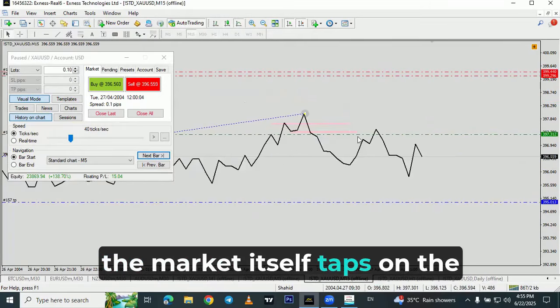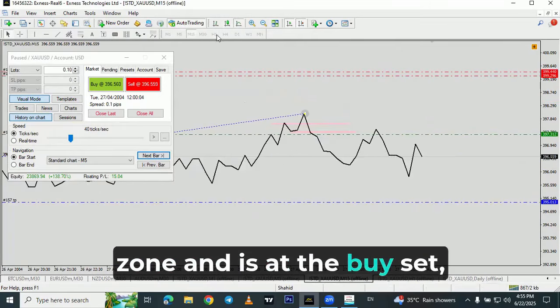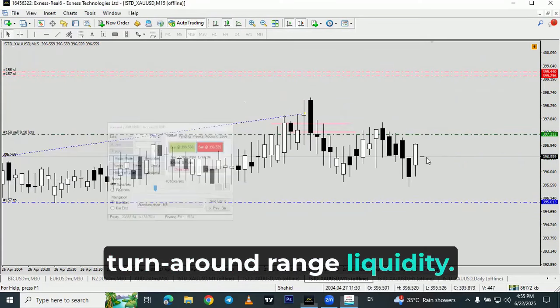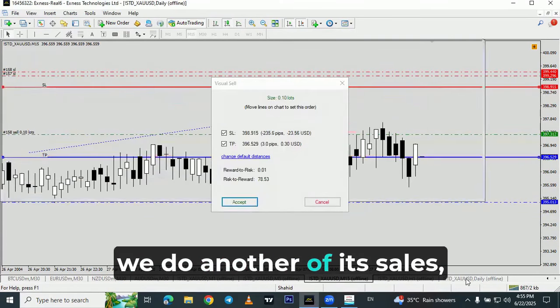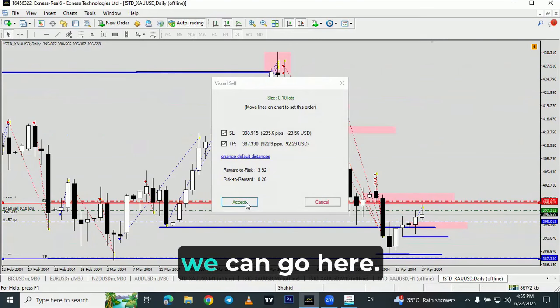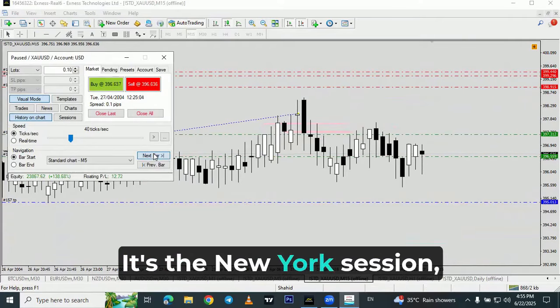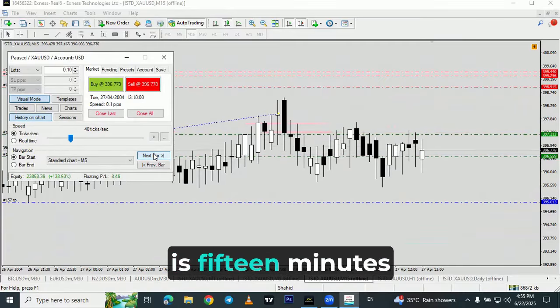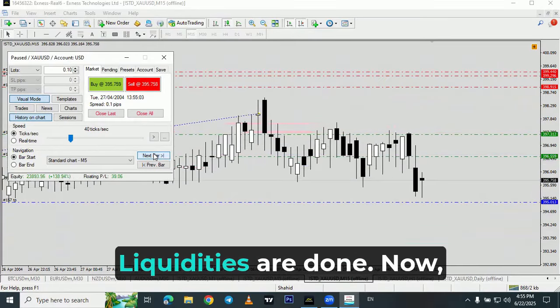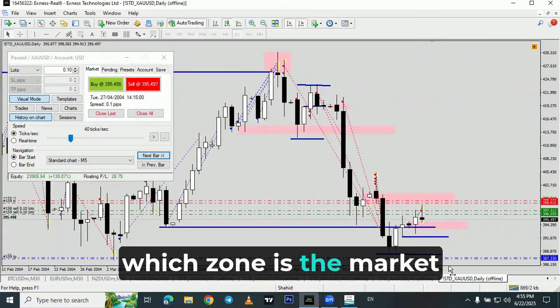the market itself taps on the zone and is at the buy set, sell set, turnaround range liquidity. So here we do another of its sales, and if we do it daily, we can go here. You do this here to see what the market does. It's the New York session. The New York session is 15 minutes, taking its liquidities. Liquidities are done. Now, which zone is the market tapping into?